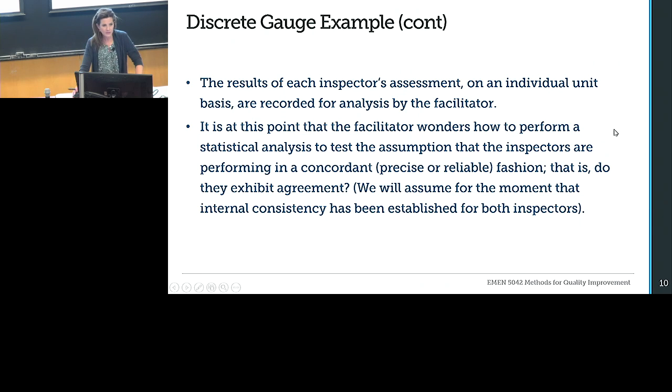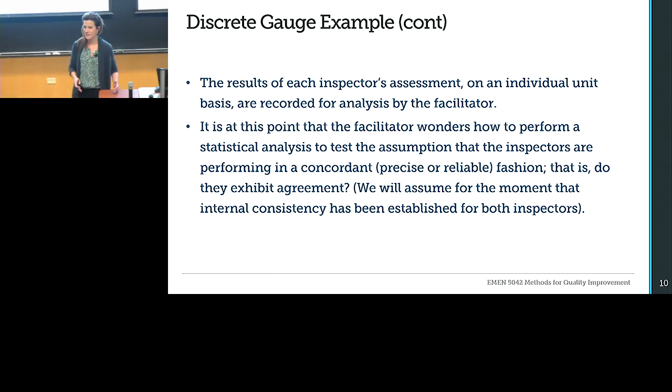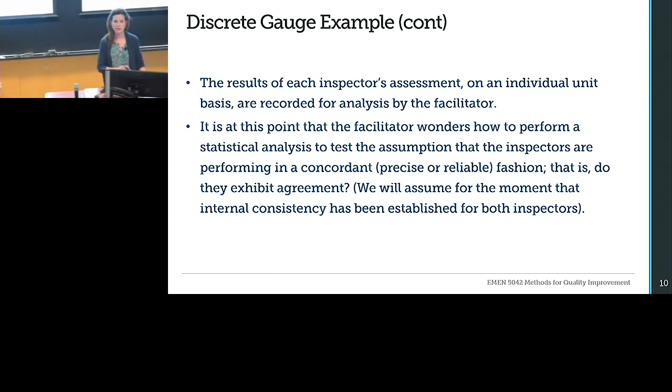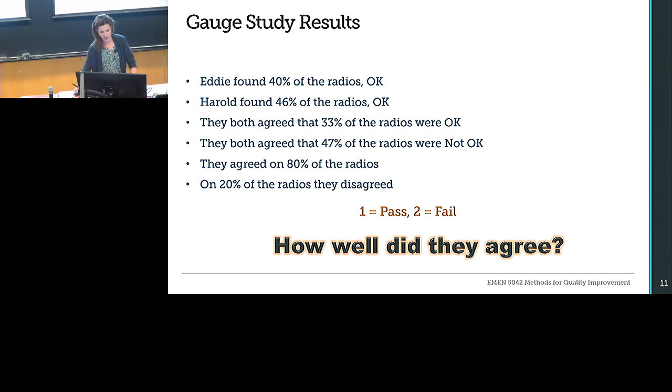And then here is the question that the statistical facilitator has. How do I perform an analysis to test the assumption that the inspectors are performing in a concordant fashion? Do they agree with each other? Okay, and so we're going to assume for the moment that they agree with themselves between one set of measurements and the next set of measurements. Of course, we would always test that. We would never assume that. Right? We're assuming it for this case.